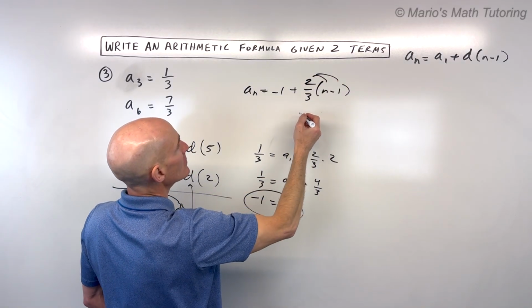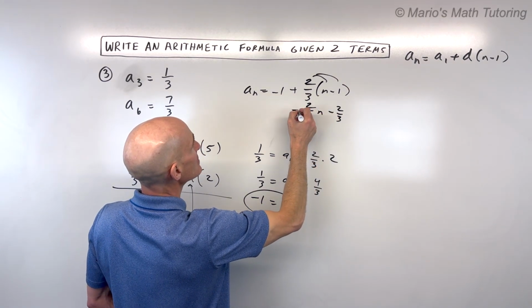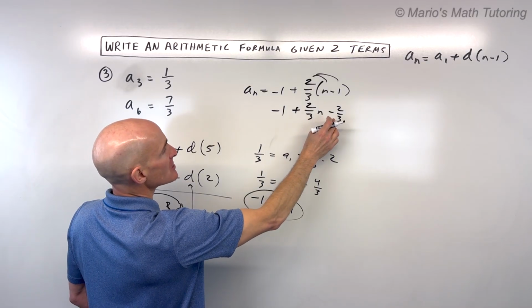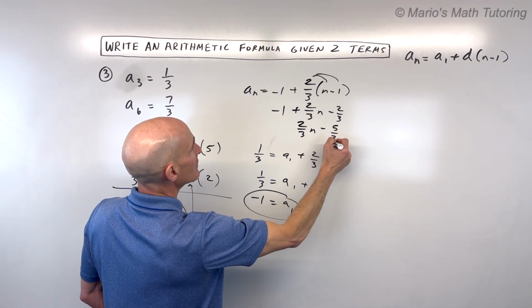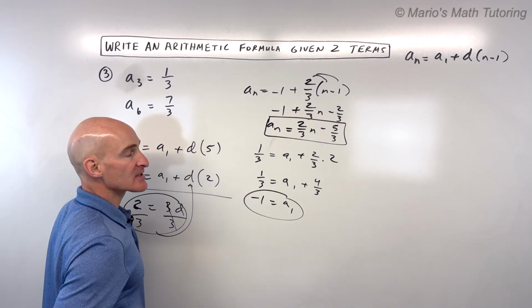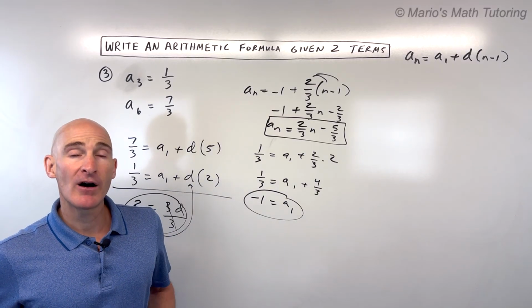If we distribute, we get 2/3 n minus 2/3. And negative 1 is like negative 3/3, plus negative 2/3 is negative 5/3. And that's our explicit formula. That'll take us to any term. So great job if you were able to follow these three examples.